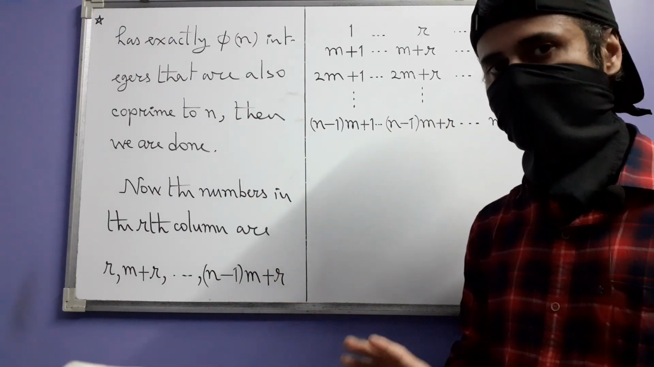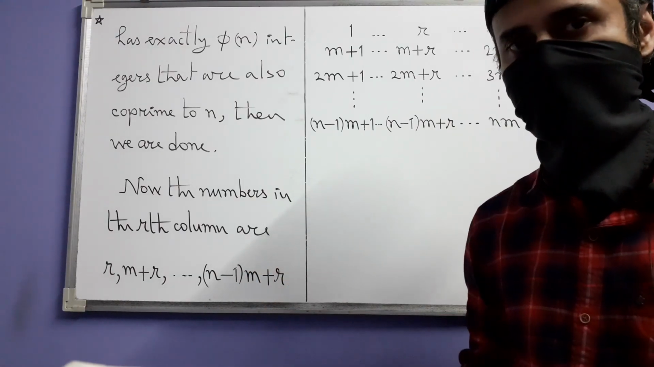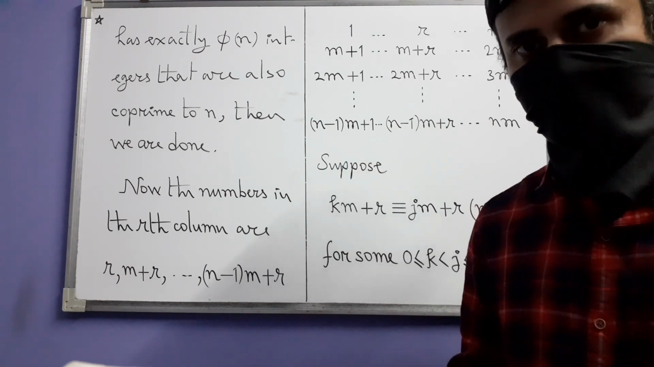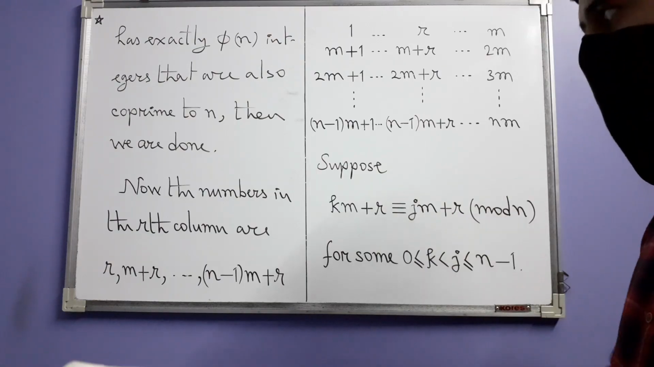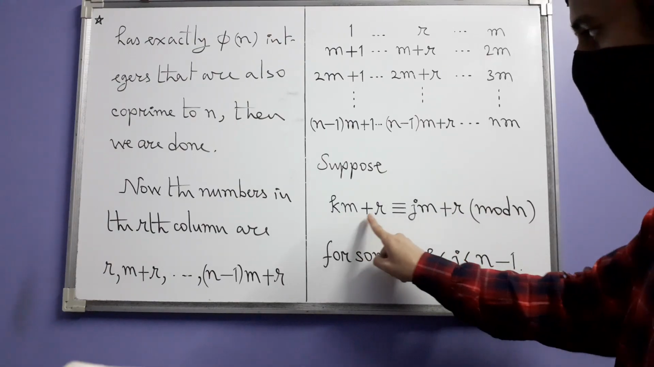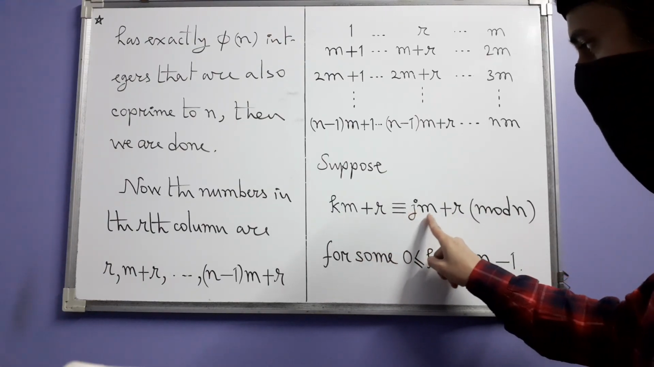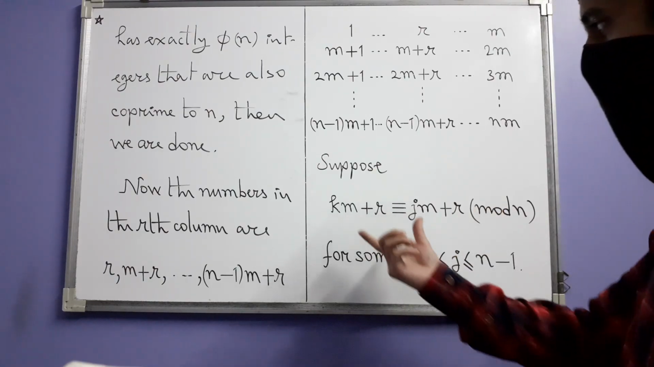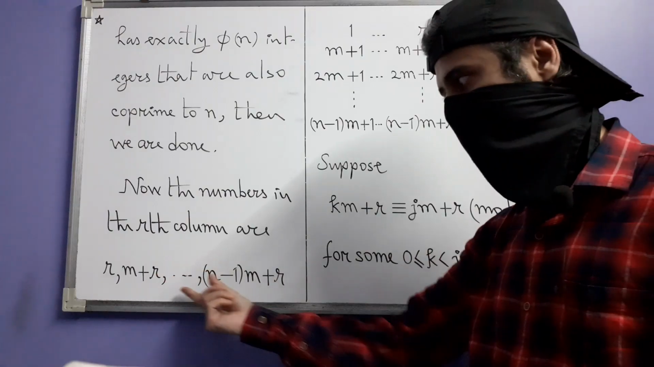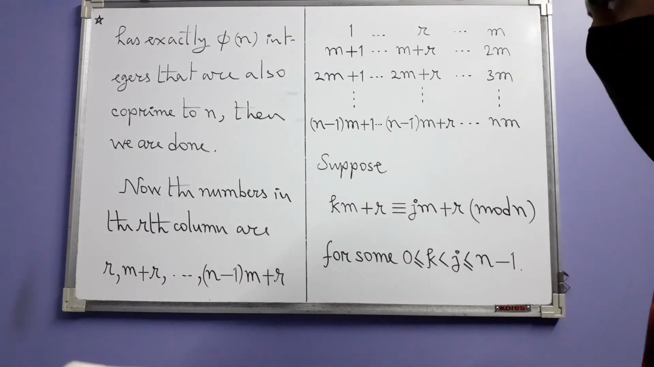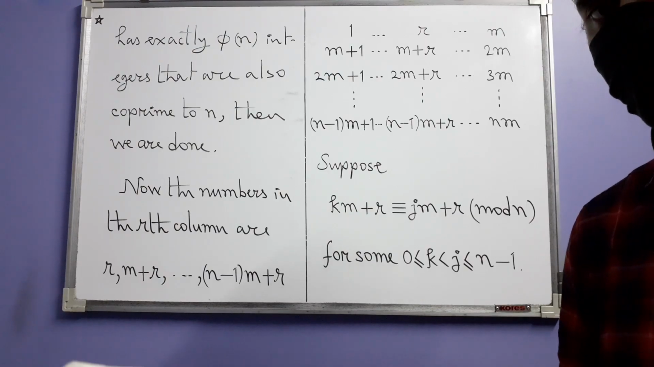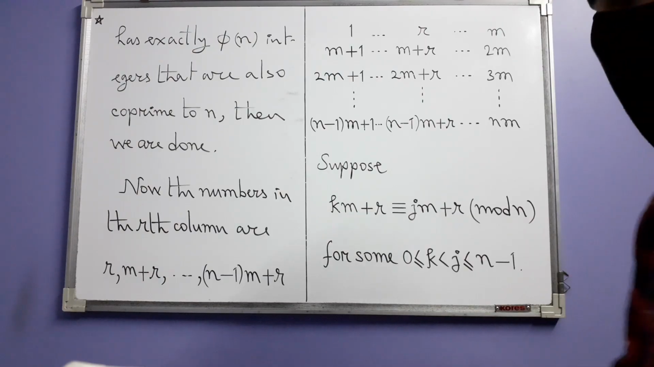We now want to know what the status of these integers is modulo n. And to know that, we are supposing something here, that km plus r is congruent to jm plus r modulo n, which just means that we have picked two members from this list and we have assumed that they are congruent to each other modulo n, not m, okay, n.